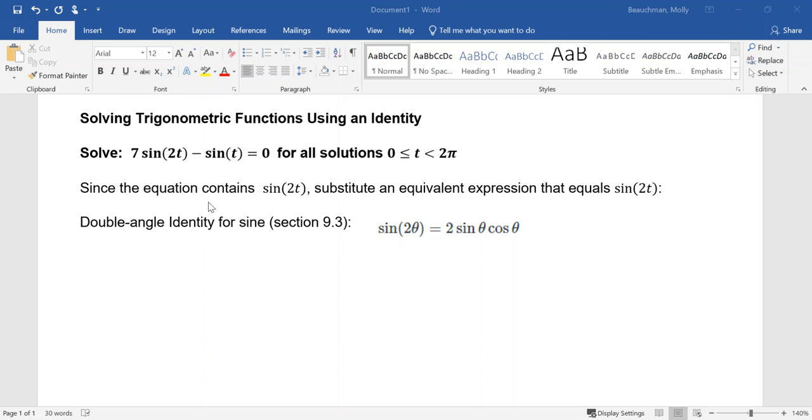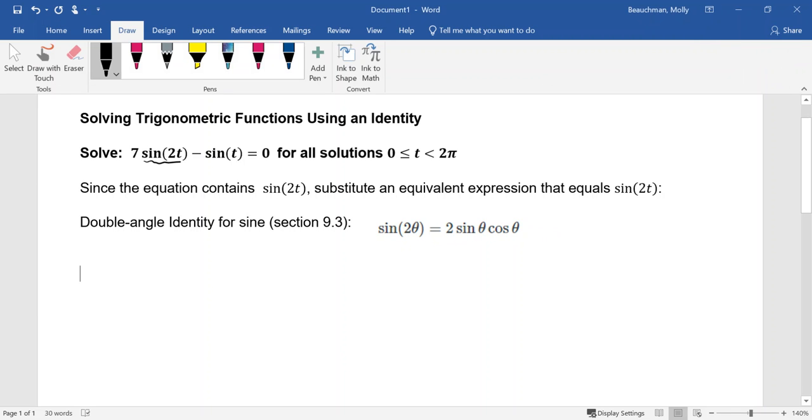So since the equation contains sine 2t, we want to substitute an equivalent expression that equals the sine of 2t. So we use our double angle identity for sine from section 9.3. The sine of a double angle, 2 times theta, is equal to 2 times the sine of theta times the cosine theta. So let's rewrite our equation that substitutes our expression in for the sine 2t.